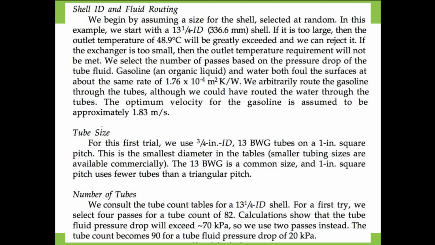Okay. So, now we begin our solution by selecting the heat exchanger, the selection of inner diameter and the fluid routing. About the routing of the fluid, we discussed before that there are several factors: its viscosity, pressure, corrosion tendency, and fouling factor. Based on that we can decide which fluid should be routed through the tubes. Okay. So, here they are saying that the gasoline and organic liquid and water both foul the surface at the same rate. So, we arbitrarily route the gasoline through the tubes, and the water is going through the shell.